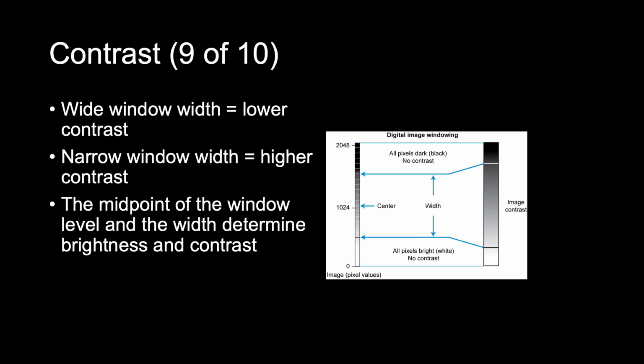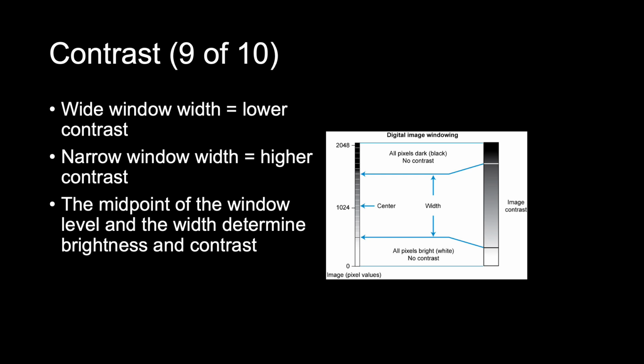When the entire range of brightness levels is displayed, it's called the wide window width. The image has lower contrast with wide window width, or more shades of gray. When a smaller range of brightness levels is displayed, which is called a narrow window width, the image has higher contrast or fewer shades of gray.